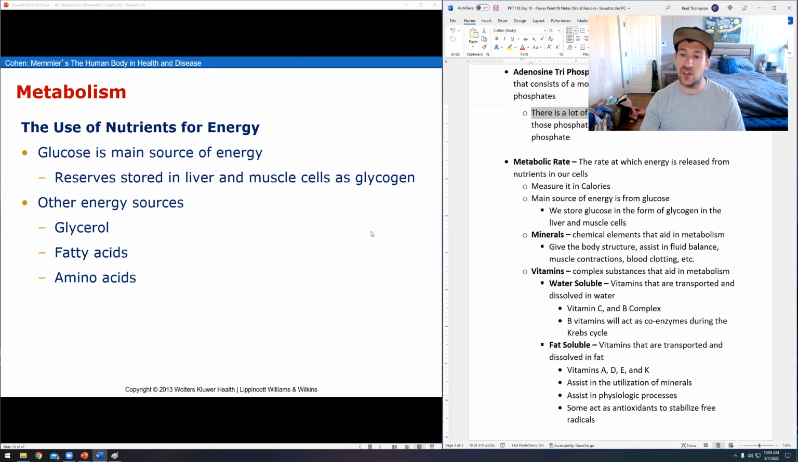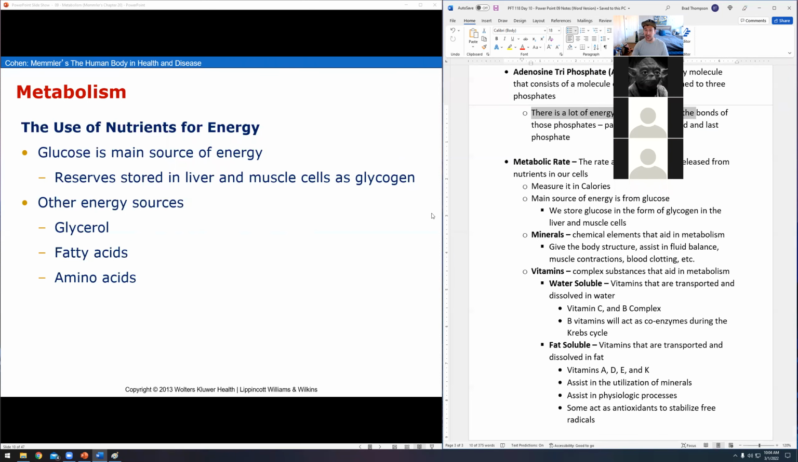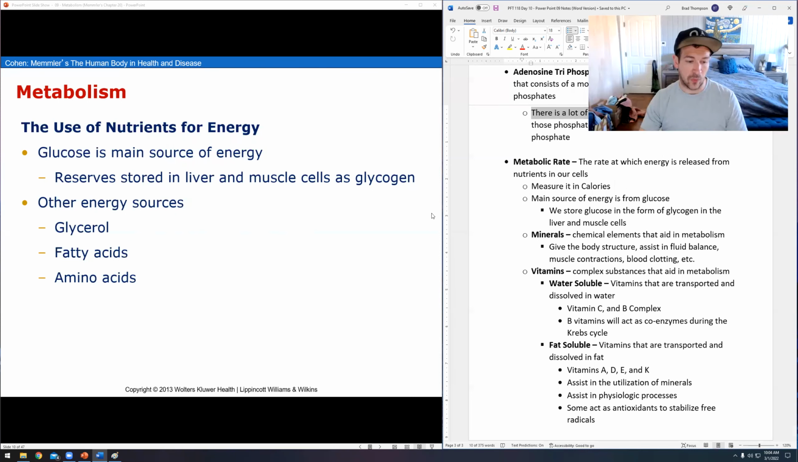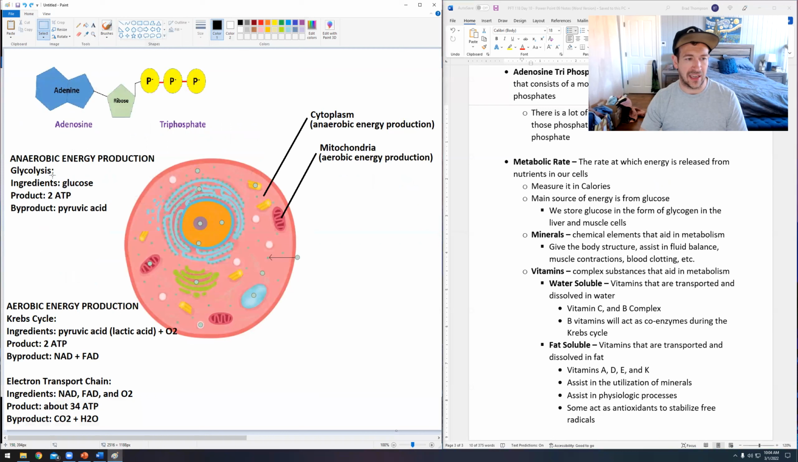If we're talking about using nutrients for energy, our favorite source of energy is going to be glucose. Glucose is your body's favorite ingredient. Now, that's not to say that it's the only ingredient. We looked at glycolysis, where the ingredient was glucose. Well, what if you don't have any glucose? What if you, for the last 24 hours, have not eaten any carbohydrates at all?